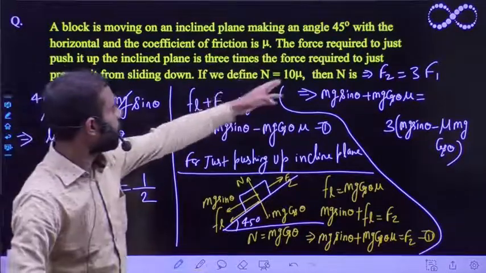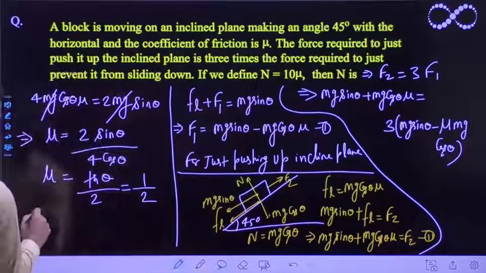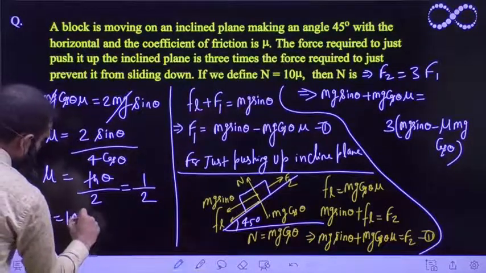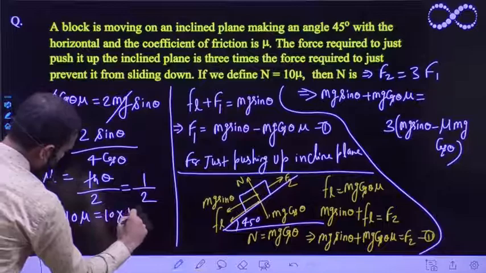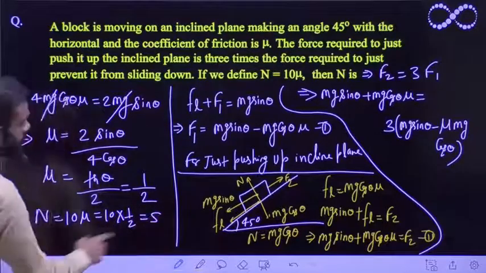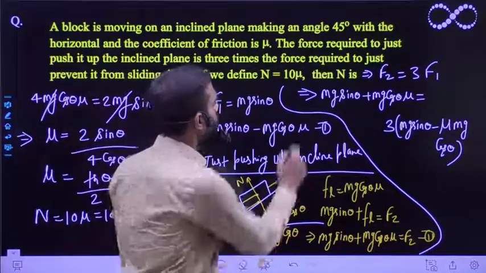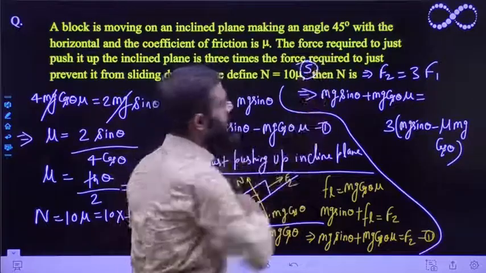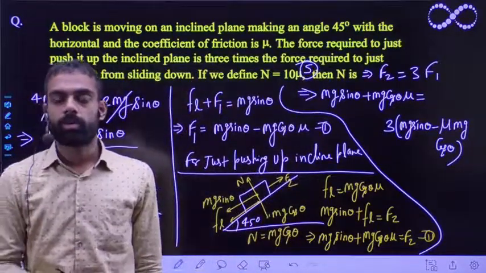So N is equal to 10 into mu. It is given. So N is equal to 10 into mu, so 10 into 1 upon 2. So that is coming 5. So the value of N will come 5. So 5 is the answer. Okay students, I hope you understood this question.